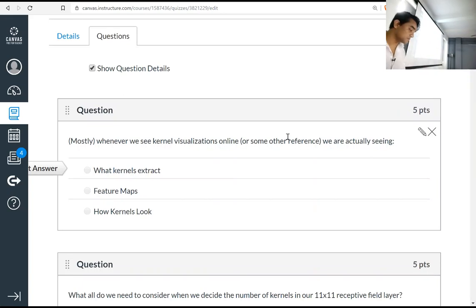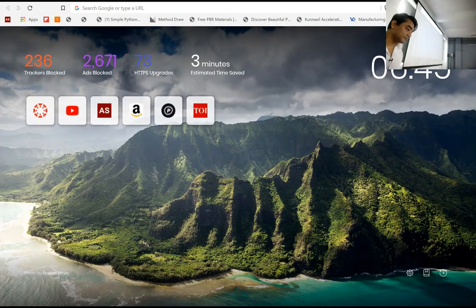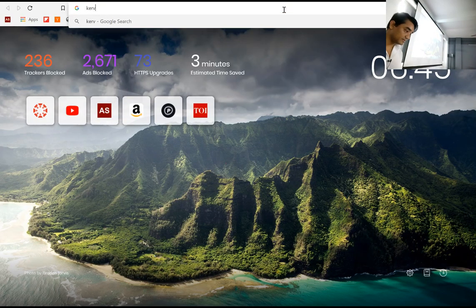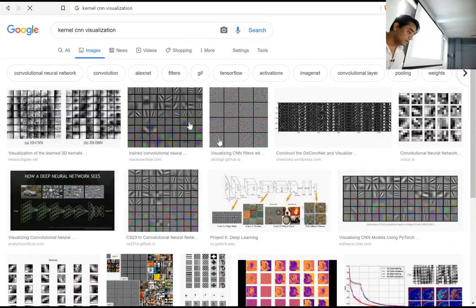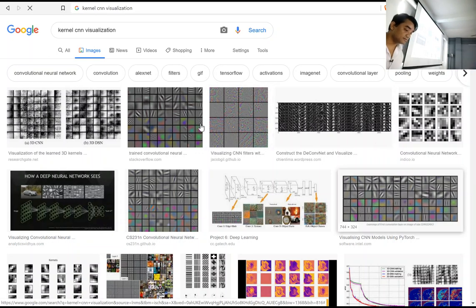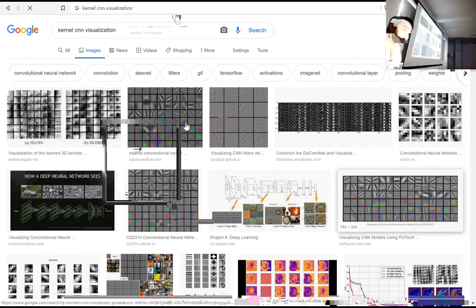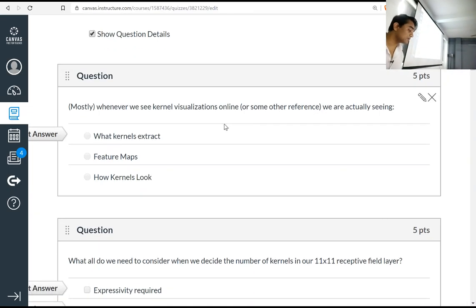So let's start with the last quiz. Now, whenever you're seeing any kernel visualization online, what are you looking at? If you go online and search for kernel as a CNN visualizations, you're going to get a bunch of images. What are these images? Yeah, they are features. You're not looking at how the kernel looks. You're trying to see exactly what the kernel is extracting, right? So there's a difference there.